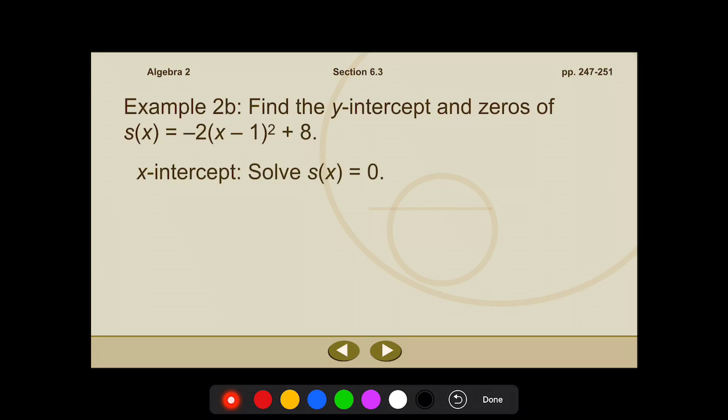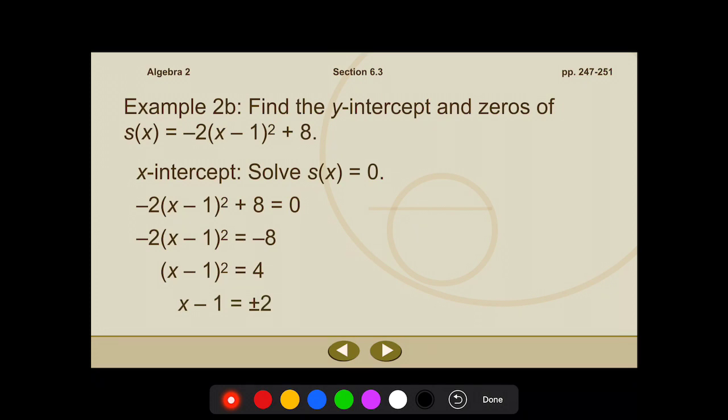So this is where you plug in 0, in this case, for s of x. You plug in 0 there, you end up with a quadratic. You move that over, you simplify it. You get (x - 1) quantity squared equals 4. And you guys know what to do at this point. Probably take the square root of both sides. You could have used the quadratic formula here. You could have completed the square. All of those methods would have worked for this one.